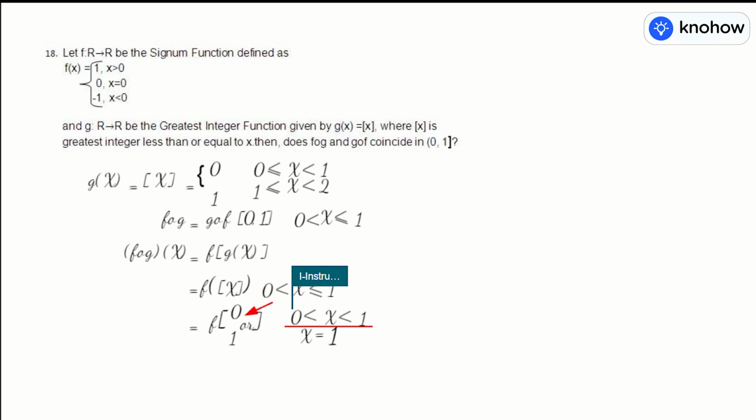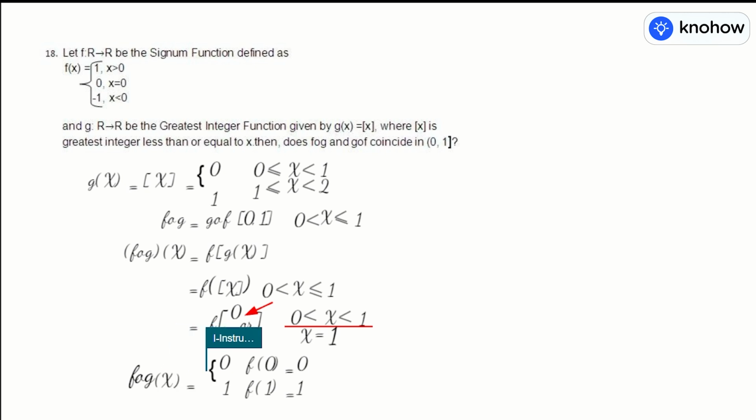It says at 0 it is 0, so f(0) is 0. And what is f(1)? It says it is 1 when x is greater than 0, and 1 is greater than 0. So f(1) is 1. So finally, fog of x in the given interval may take value 0 or 1.